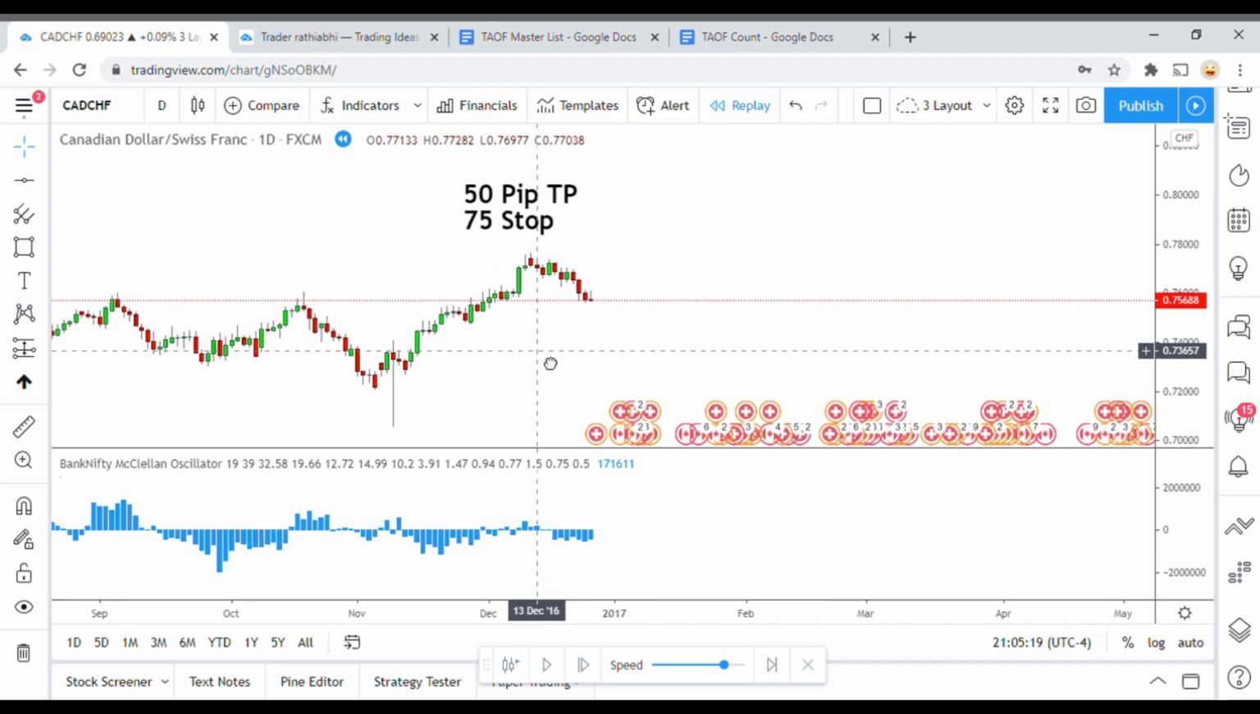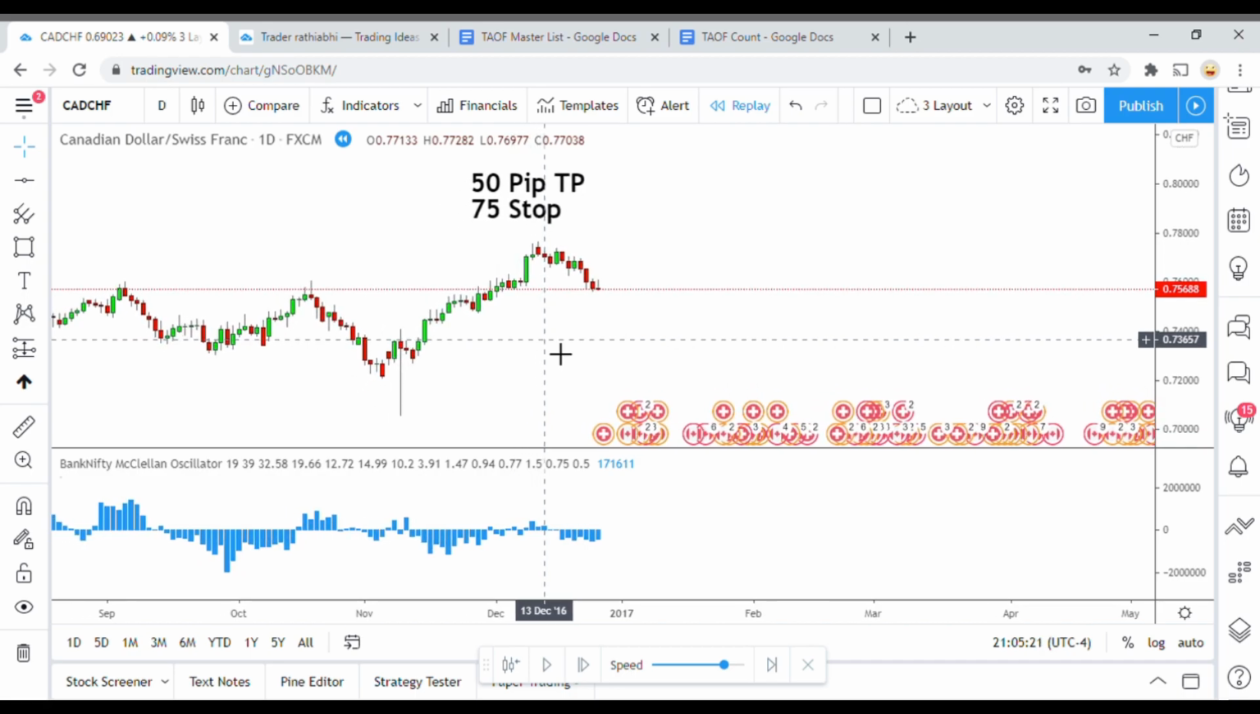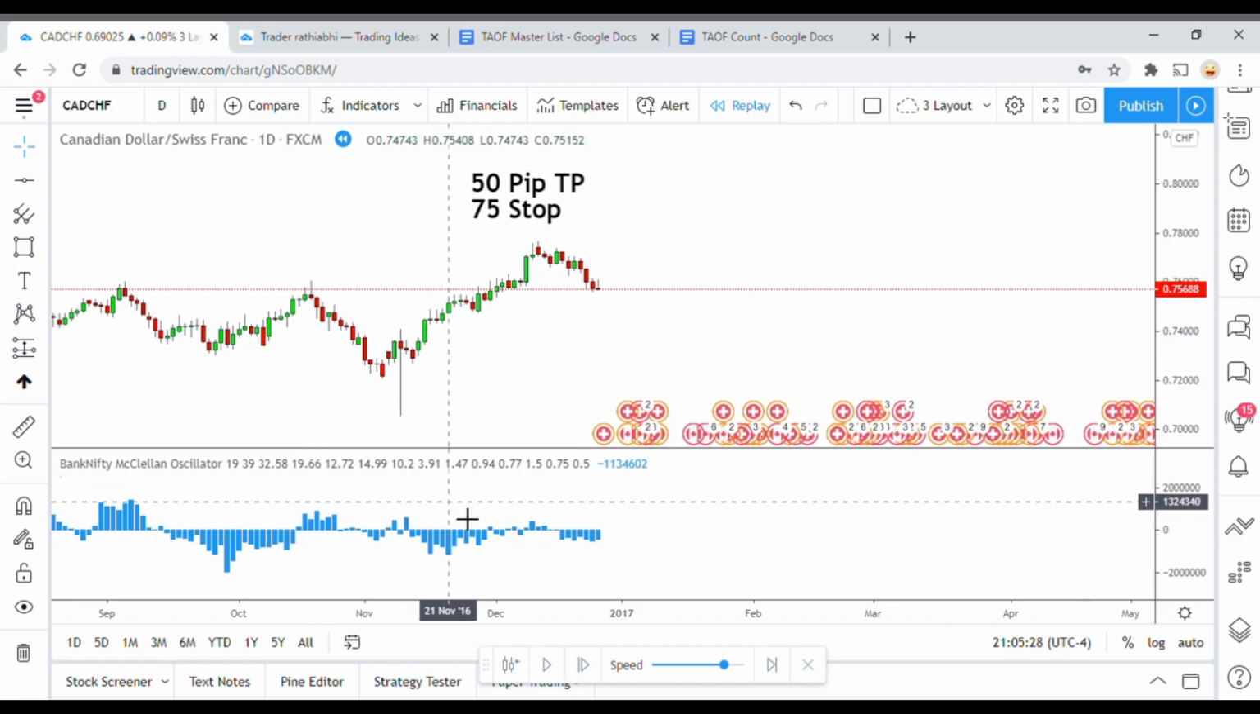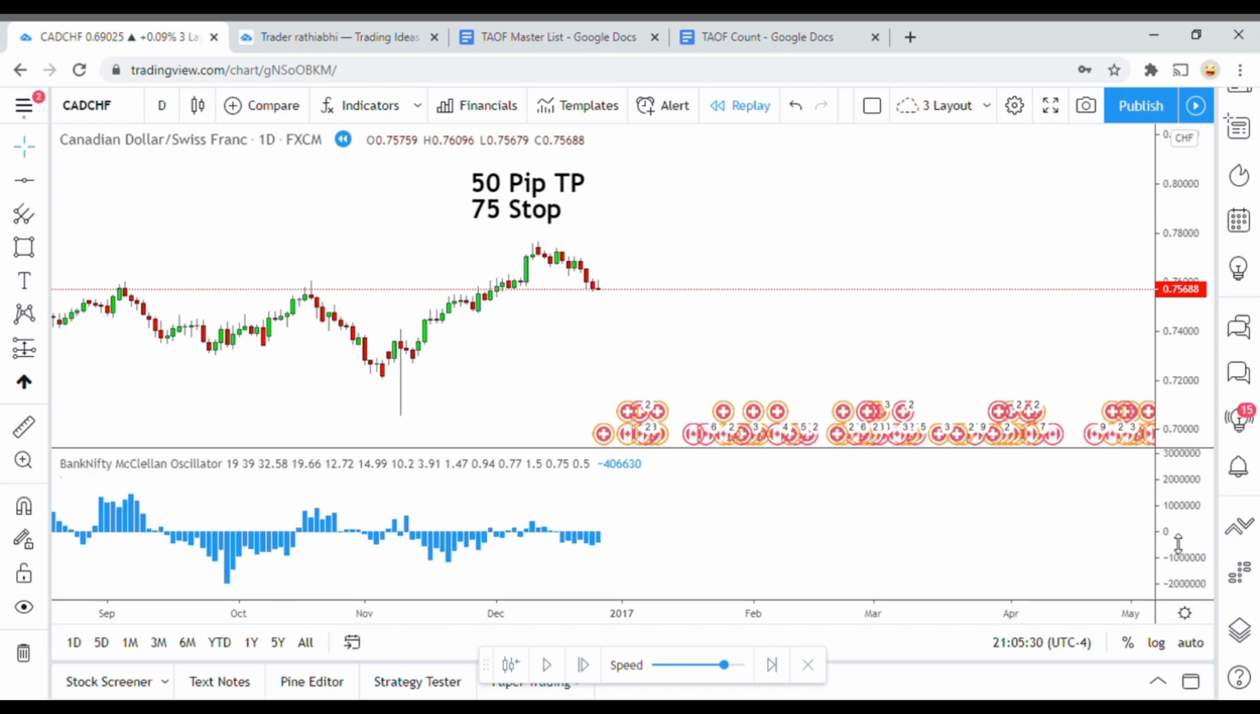Alright, as I said, today's indicator is the BankNifty McClellan Oscillator. It's a relatively simple setup of an indicator. You can see it here down on the bottom in histogram form. It is a TradingView member created indicator, and you can find a link to it down below in the description.